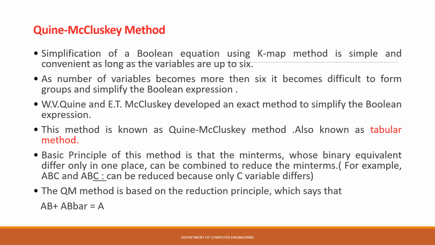Simplification of a Boolean equation by using K-map is a simple and convenient method as long as the variables are up to 6 variables. For a maximum of 6 variables, we can easily simplify the expressions by using the K-map. But if the number of variables is more than that, it becomes difficult to form groups and to simplify the given expression with the help of K-map.